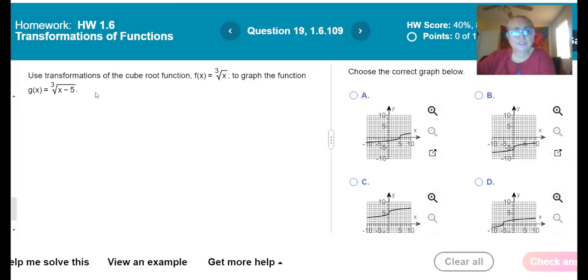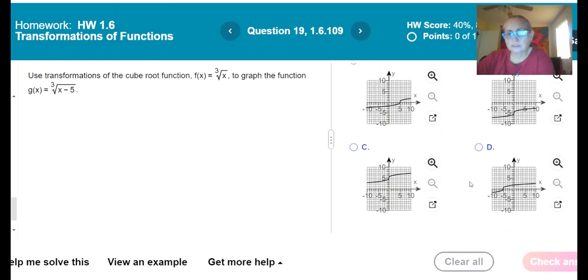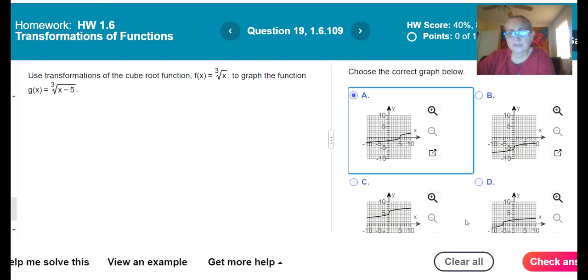So all we have to do is take that graph and shift it, because this is inside, to the right 5. So this whole thing is just going to go over here to 5. It's going to look exactly the same, except it's going to be at 5. So let's see. It's got to be this one. It's the only one that's going through the 5. So that's going to be our answer.